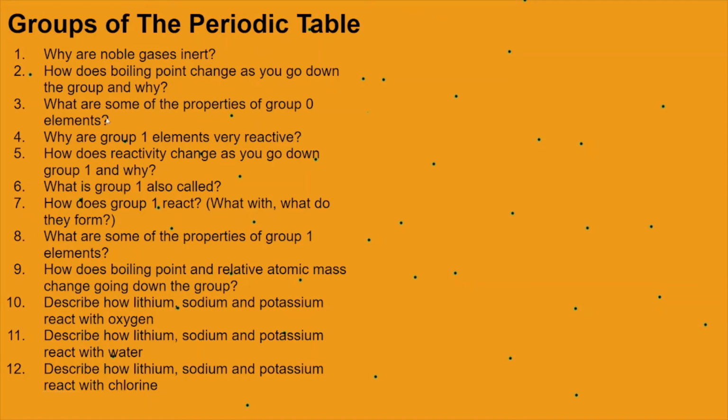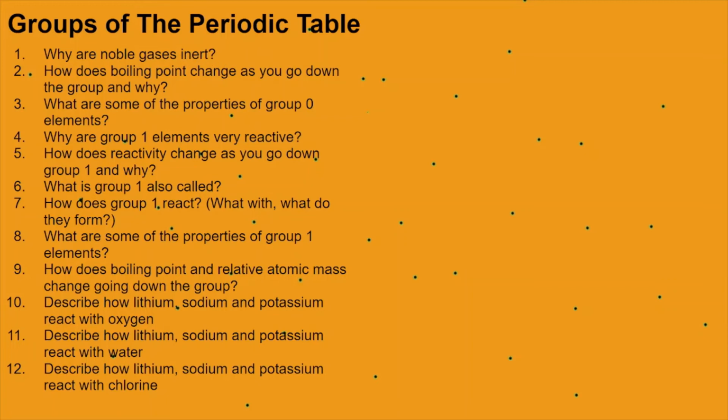Suppose I have a go at these 12. The noble gases are inert because they have the full outer electron shell already that all the atoms are trying to react and get, so they don't need to react. Inert means unreactive. That's very important.